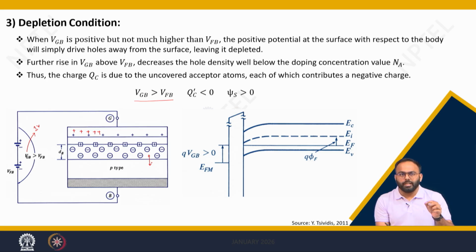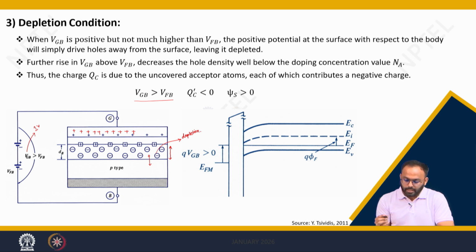If the holes leave from the surface to the body, ultimately what will happen? Uncovered immobile ions come into the picture. That is what is called the depletion region. In p-n junction theory, we have already discussed the depletion region, right? And your 100 positive charges at the metal are satisfied by the 100 negative ions in the semiconductor surface. That is called the depletion region.